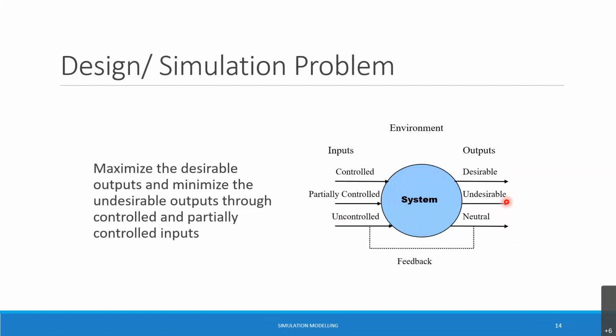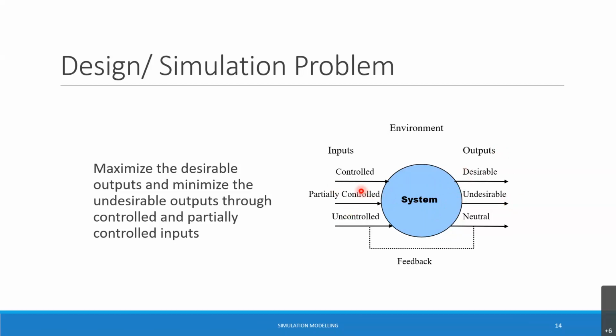So now what is it that you are trying to do? You want to design a system which will maximize the desirable outputs and minimize the undesirable outputs by manipulating the controlled or partially controlled variables. So any problem that you have been discussing in the last few days, you try to put into this picture and look at it from this perspective.